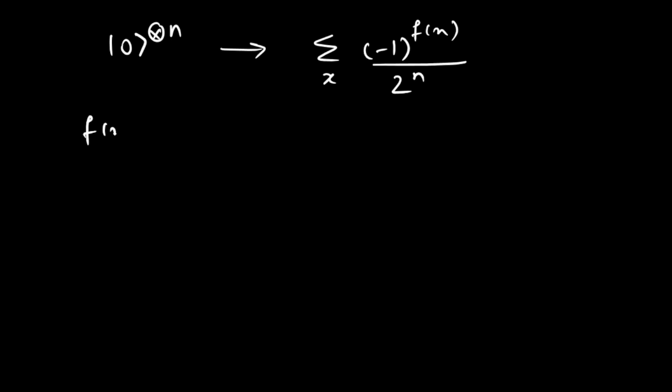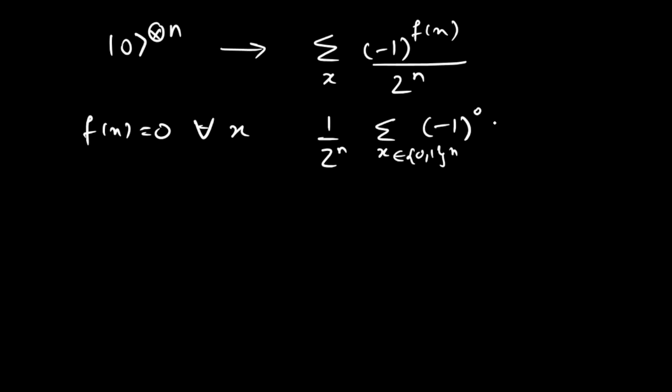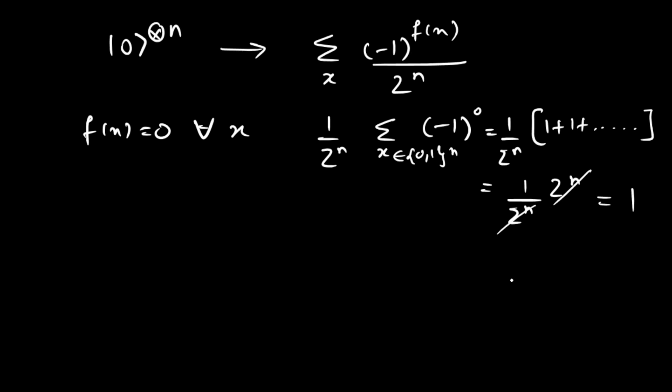Now if f of x is 0 for all values of x, then the amplitude of the 0 tensor product n state will be 1 by 2 raised to n summation x minus 1 raised to 0. Now minus 1 raised to 0 summing over all the 2 raised to n values will give us 1 by 2 raised to n, 1 plus till 2 raised to n ones, right? So this can be written as 1 by 2 raised to n, and this summation will be 2 raised to n. 2 raised to n, 2 raised to n cancels, which gives us 1. So if f of x is constant, that is 0 for all values of x, we get 1.